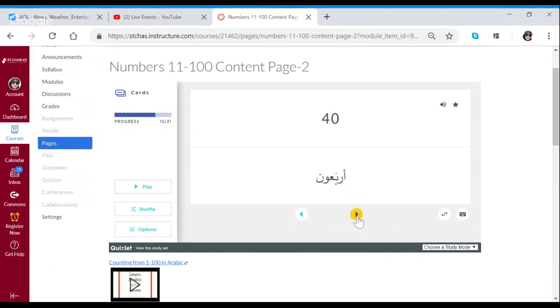Then it changes again to Arbaun. Arbaun is 40. How do we say 41? Wahid wa Arbaun. Good. Try that one again. 41. واحد وأربعون. Arbaun. أربعون. Good. Wahid wa Arbaun.